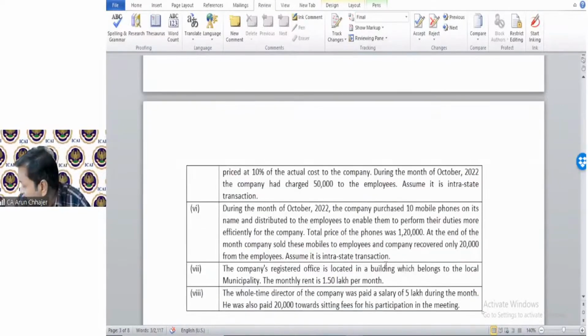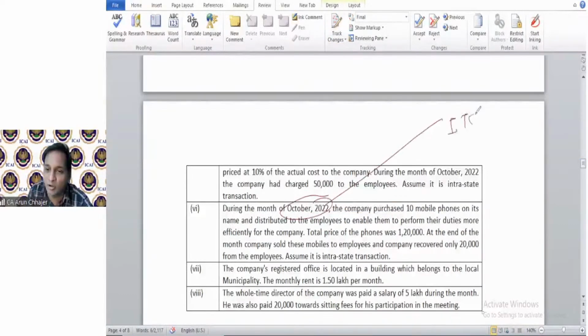Now in the next line item, during the month of October 22, the company purchased 10 mobiles in its name and distributed them to the employees. They are saying it was purchased in the month of October, so here I will question the ITC as well. The company purchased the 10 mobiles and distributed them to employees to perform their duties more efficiently. The total price is 120. So I can say on 120, I will take the ITC.